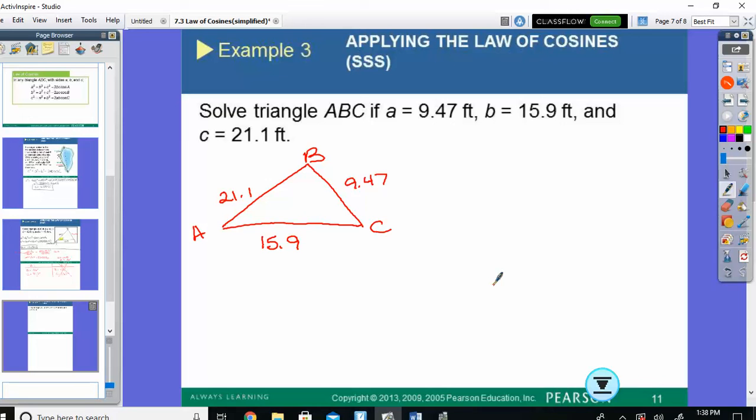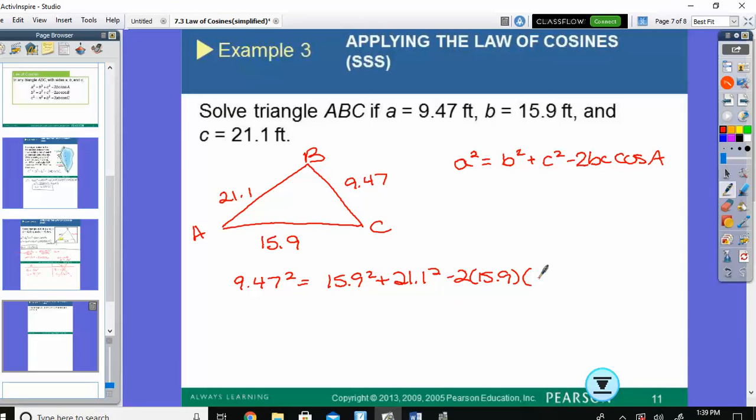Doesn't matter which one we pick first, so what angle do you want to solve for? A. Okay. Using our law of cosines, the only formula involving angle A is a squared equals b squared plus c squared minus 2bc cosine of A. So that's 9.47 squared equals 15.9 squared plus 21.1 squared minus 2 times 15.9 times 21.1 cosine, and I do not know angle A.